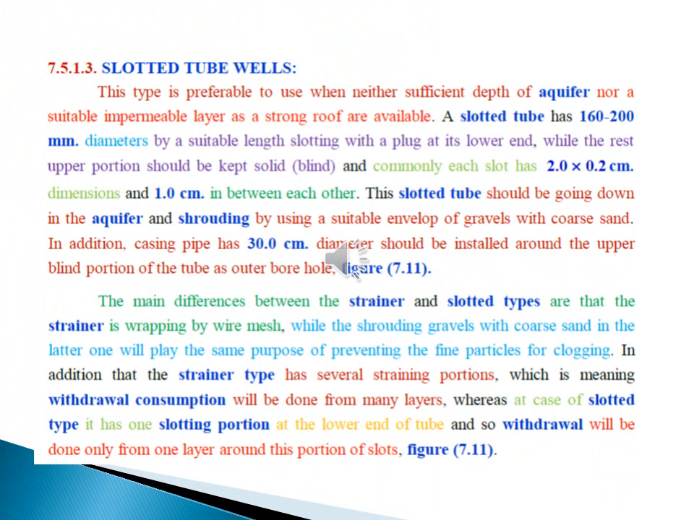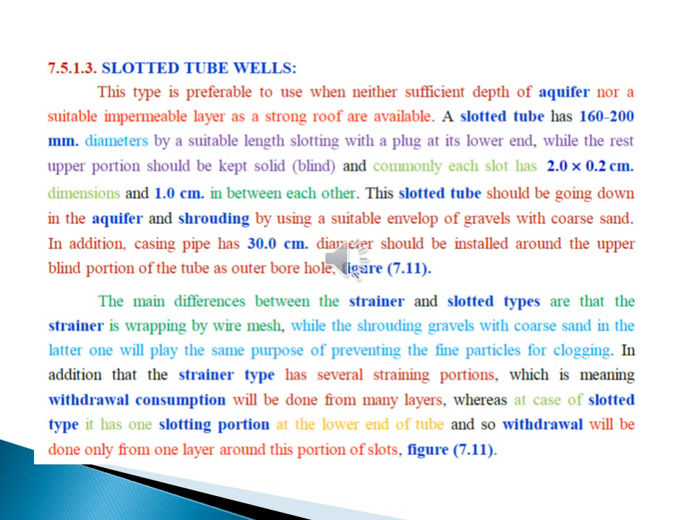Slotted tube well. This type is preferable to use when neither a sufficient depth of aquifer nor a suitable impermeable layer as a strong roof is available. A slotted tube has a 160 up to 200 mm diameter and a suitable length, slotted with a plug at its lower end, while the rest of the upper portion should be kept solid and flat. Commonly each slot has 2 by 2 cm dimensions, with 1 cm in between each other.